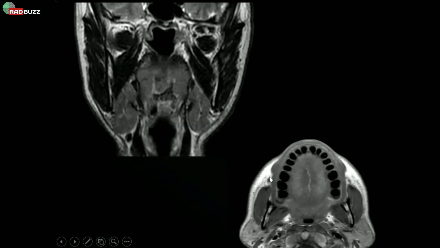Now we have this buccal space which blends with it. We have this parapharyngeal space, carotid space. Now this whole area, if you just follow my arrows, this whole area is the masticator space.